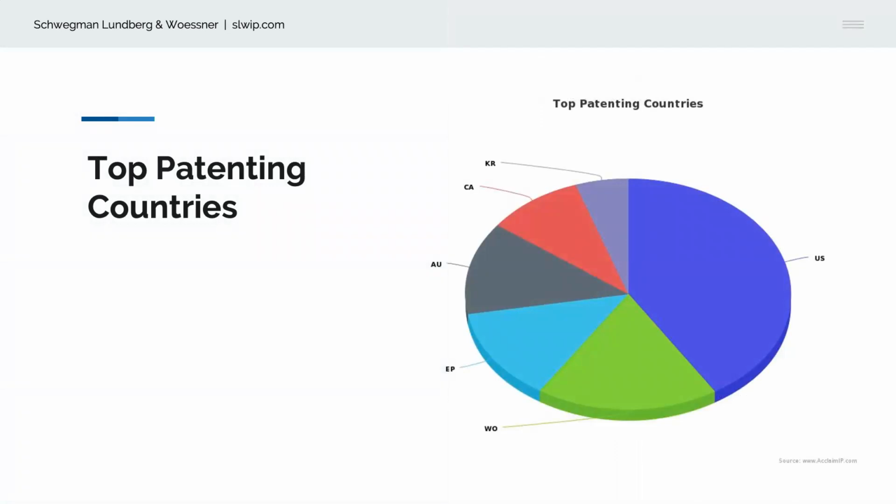So now that we've talked about the inputs, let's look at some example outputs. This is a very simple pie chart that, if you did one of these kind of searches, the analytics tool could give you very quickly an output like this of your top patenting by country. So you'd get a very quick glance at what the portfolio looks like. Next slide, please.